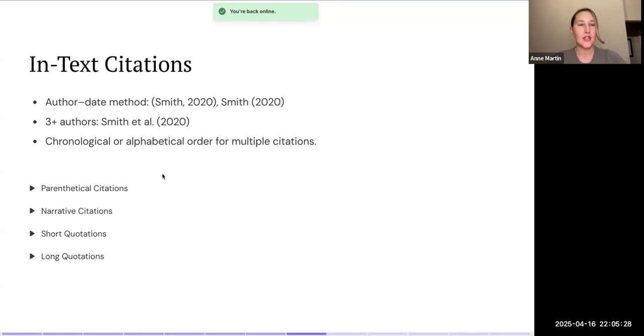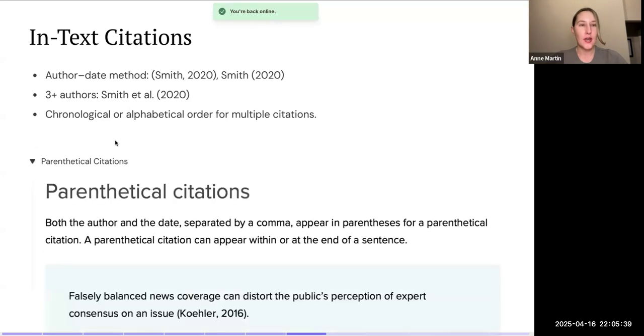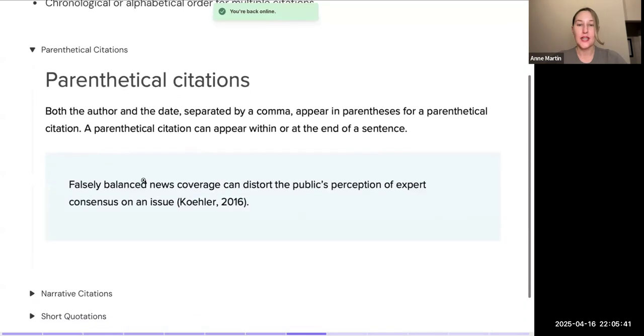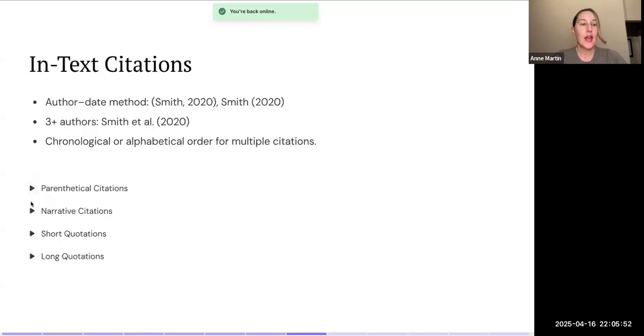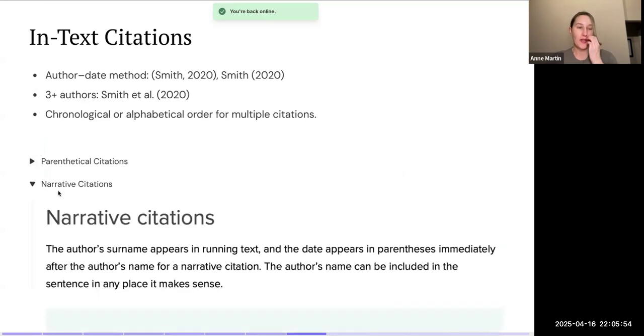So in-text citations are when you reference the work of another researcher. They might look like this. Here are some examples. You might have a parenthetical citation, like you can see this quote here, and this quote came from the research of this researcher here. You can see last name, comma, date. Now that is if you have a parenthetical citation.